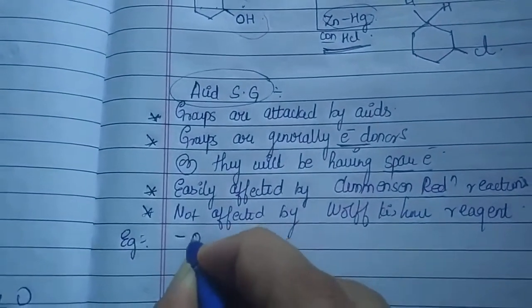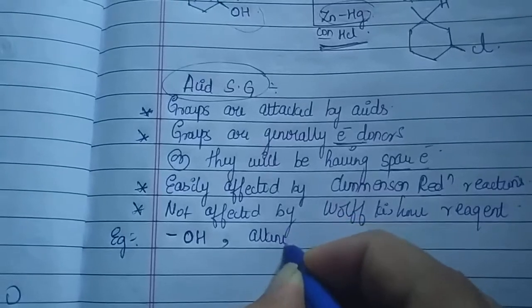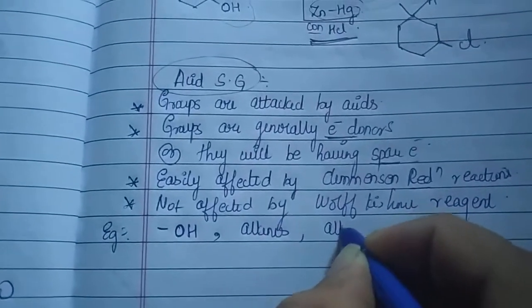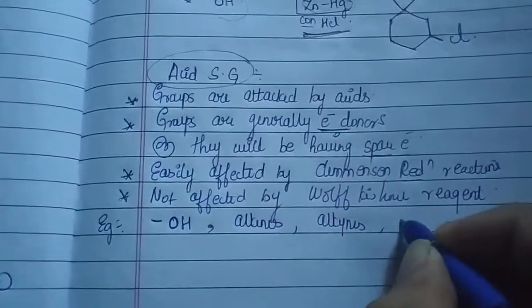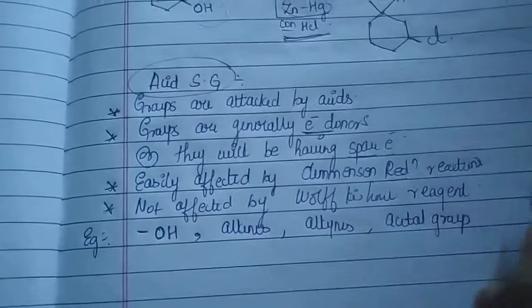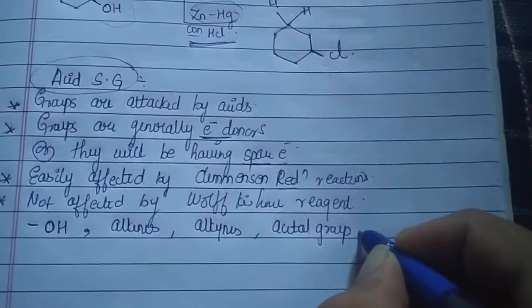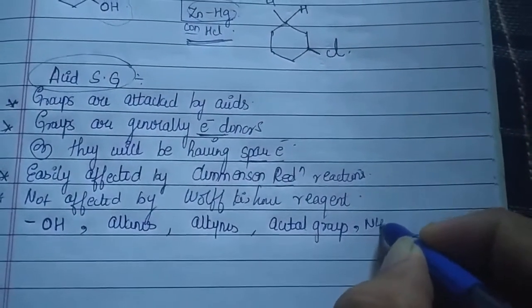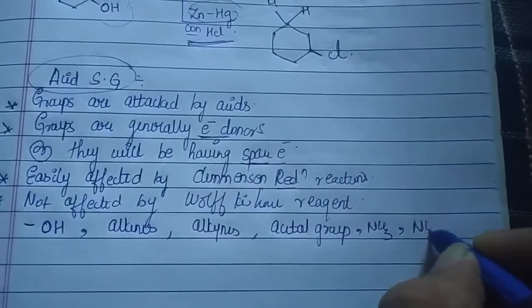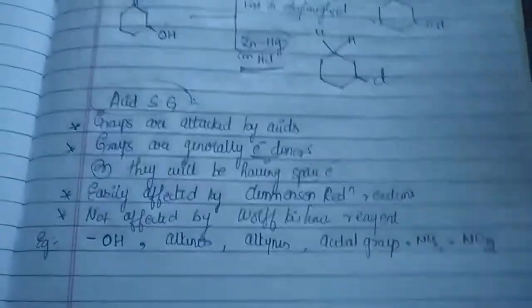So let us take some examples of these acid sensitive groups. Remember, it could be a hydroxy group, it could be your alkenes, it could be your alkynes, it could be even your acetal group. Please do remember acetal. We have seen over here hemiacetal and acetal. Yes, the same acetal groups are also acid sensitive groups. Similarly, your ammonia, even our nitrogen oxide, that is NO2.